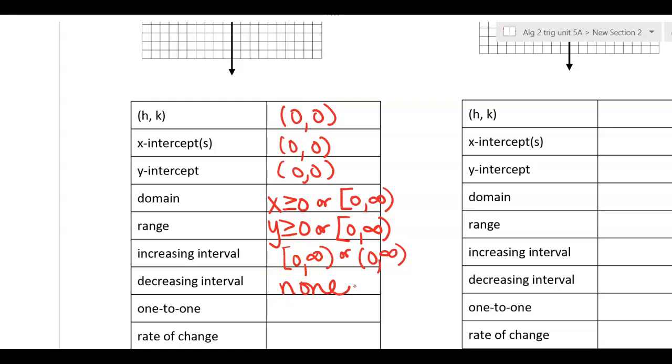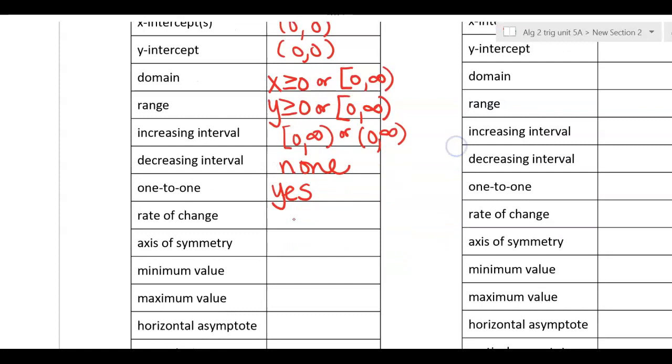Is the function 1-to-1? Yes. Okay, so it's a function. It passes the vertical line test. It also passes the horizontal line test, so it is 1-to-1, okay? These things are not applicable, rate of change or axis of symmetry.